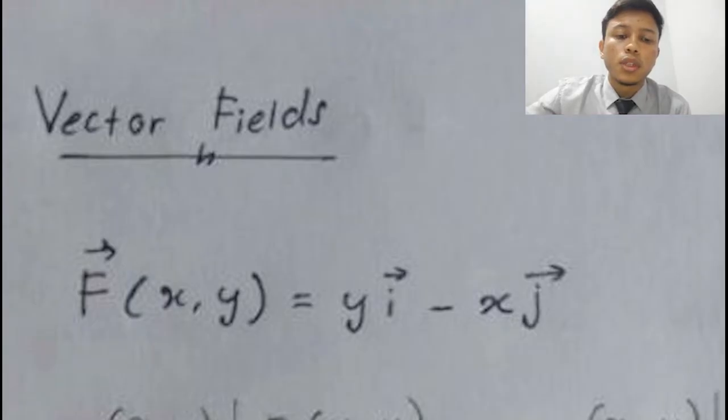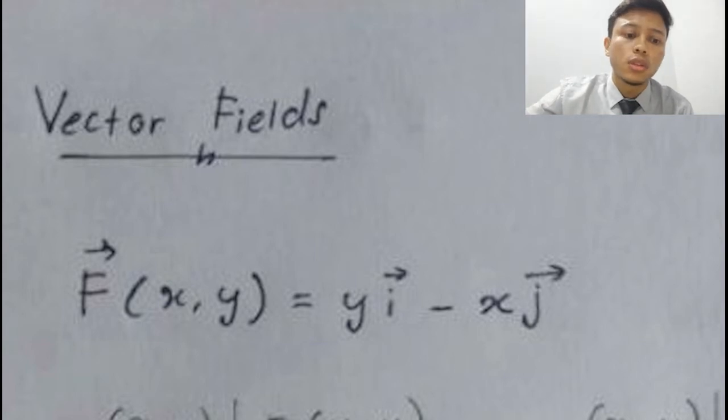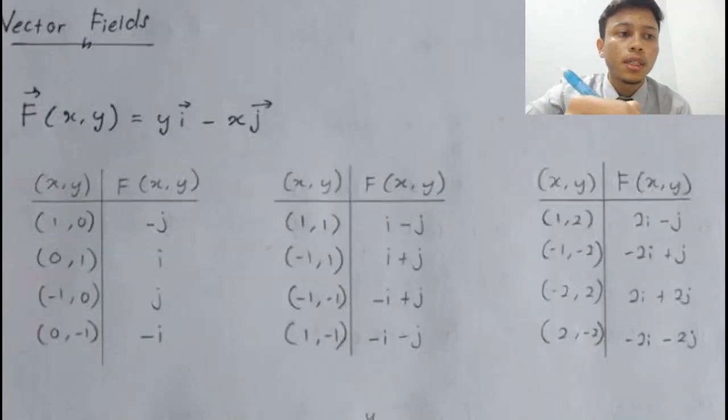I will continue about sketching the vector field. First we need to know that the i in the function indicates the vector in the x direction, and the j in the function indicates the vector in the y direction. The equation that we choose for this assignment is f(x, y) equal to yi minus xj. And then we determine the coordinate of the vector on the xy plane. We have selected some coordinates based on the picture shown.